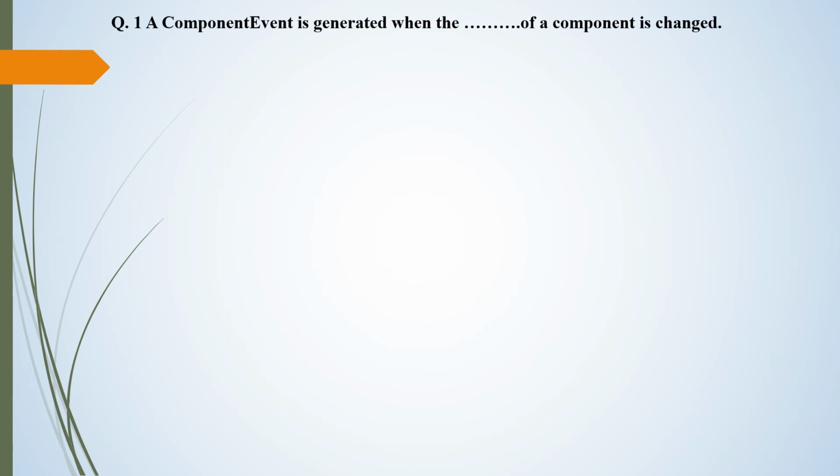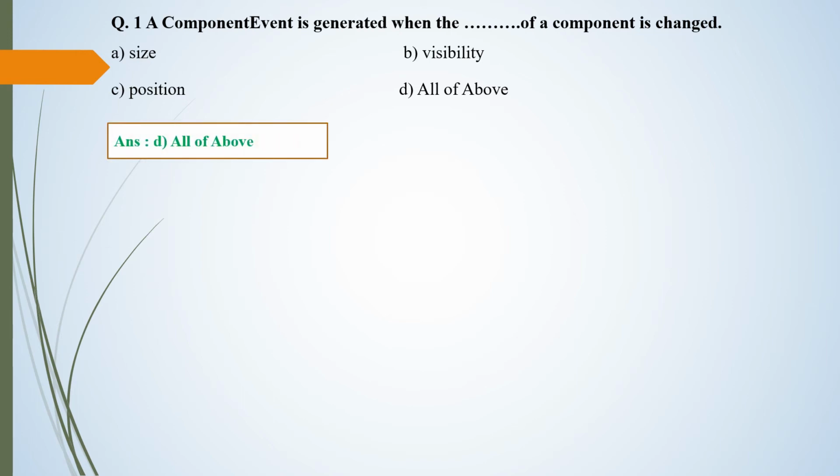Next, we have some MCQ questions. A component event is generated when the dash dash of a component is changed. Options are: first option size, second option visibility, third option position, and last option all of the above. So as we see, the answer to the question is all of the above. A component event is generated when the size, visibility, and position of a component is changed.